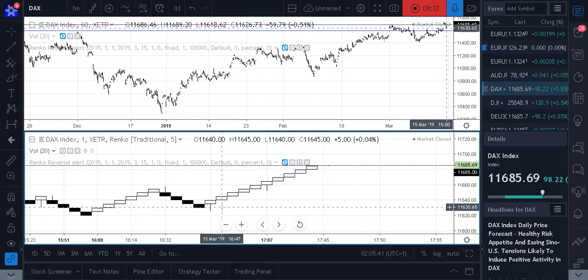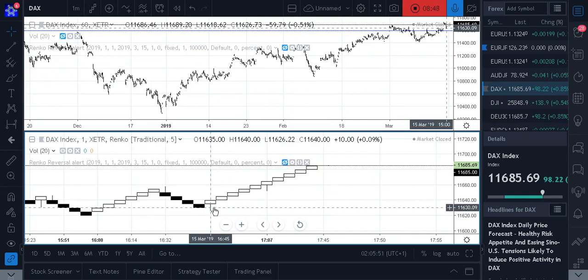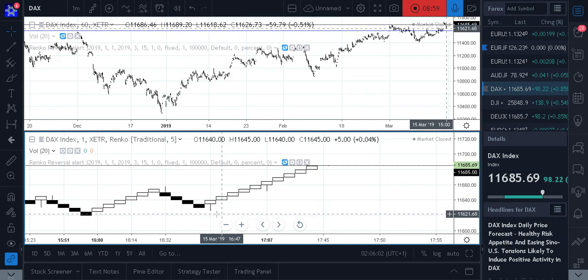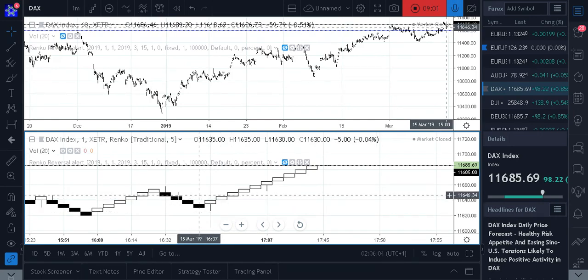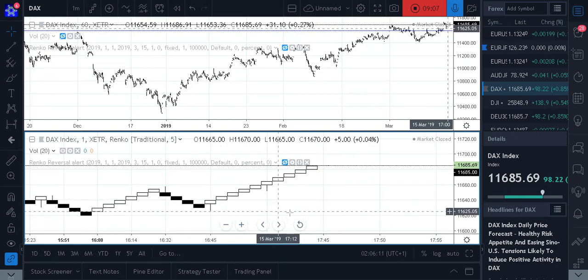And in order to get a reversal on a Renko chart, it has to move at least twice the amount of the value of each Renko brick. So for example, let's say price is here, so it has to move up these 5 points and then another 5 points to exceed the threshold and to create a new Renko brick. And this is significant because a reversal will only be indicated when there's a substantial move.